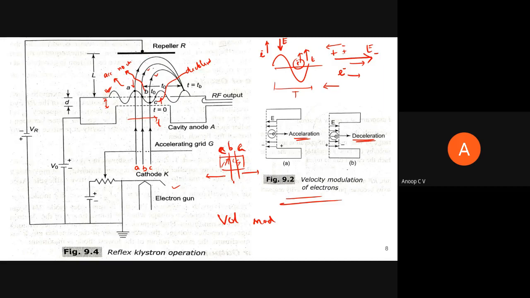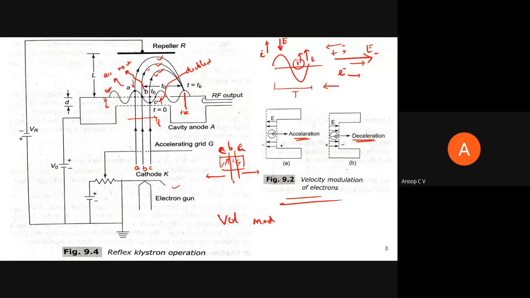So they will travel to different depths into the repeller space, and by adjusting the repeller voltage, we can make all these sets A, B and C arrive at the grid gap, the re-entrant resonant cavity, at the same time instance, and that time instance should be a positive peak, right? During a positive peak. Why positive peak?